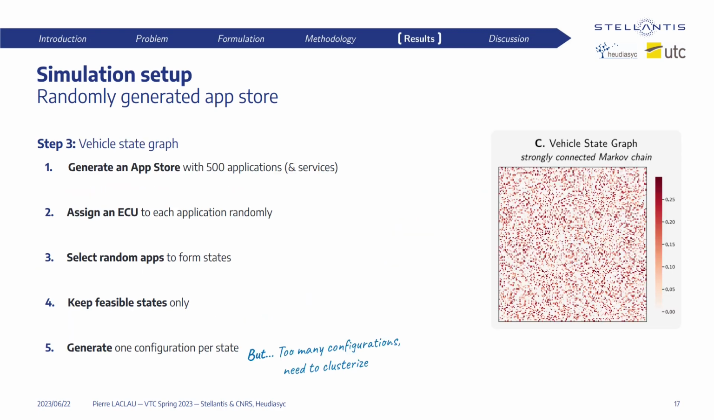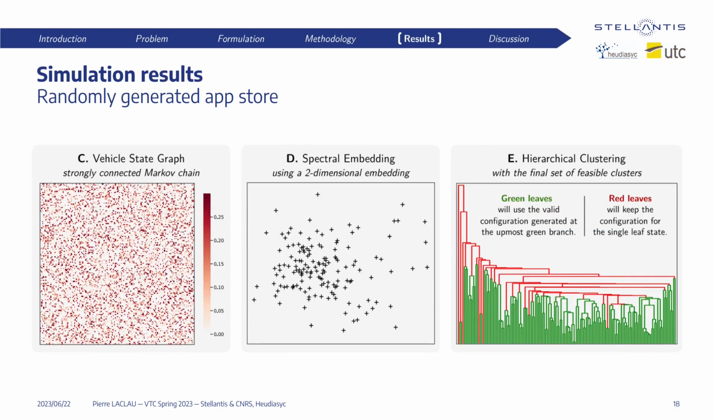And then the final piece you need is the vehicle state graph. So here's a matrix that shows a random Markov chain, with one pixel being the transition probability between state I and state J. And then once we have this, you have the same thing as I showed you before, just with a little bit more points. So you start with the vehicle state graph. You embed it into a low dimensional space. I took 2 dimensions just for visualization. And then you generate the dendrogram, the tree.